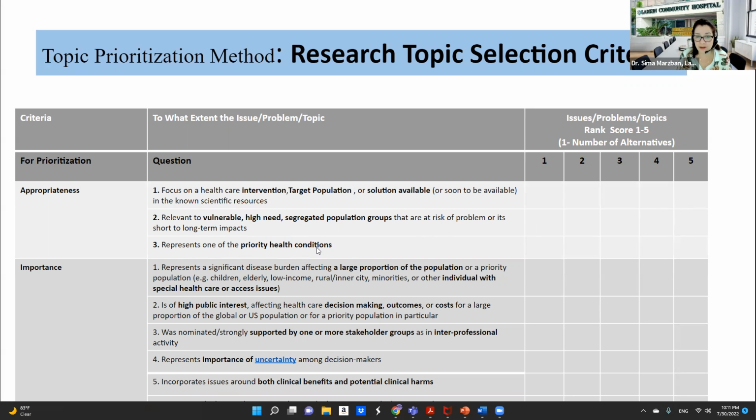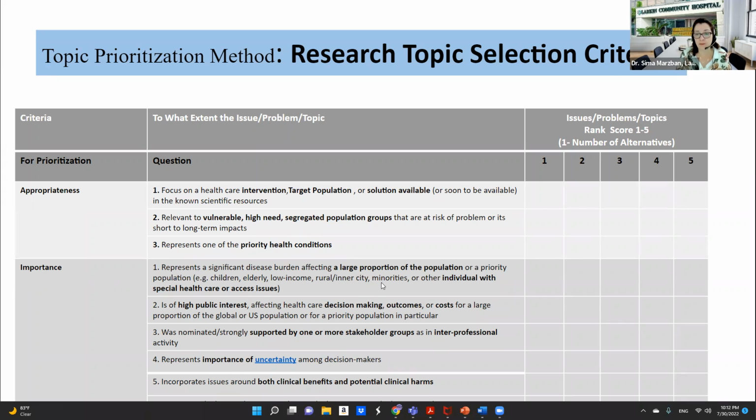Represents one of the priority health conditions. So it's totally subjective, but you should be able to score it between 1 to 5 based on your personal judgment. Okay, this is appropriateness to respond to these 3 questions. The second criteria for scoring is importance. To what degree is this topic important? Does it represent a significant disease burden affecting a large population?